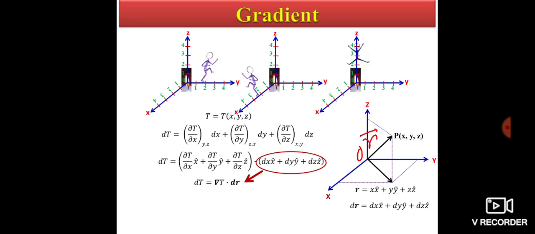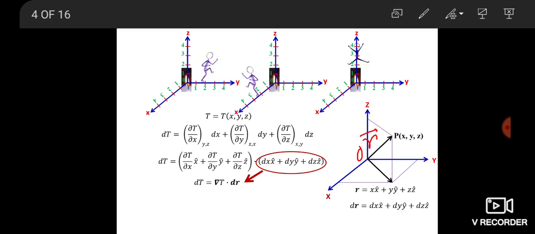Then dr is equal to dx x cap plus dy y cap plus dz z cap. What is dr? Dr vector is the infinitesimal displacement along an arbitrary direction r. And what does this symbol mean? That is some symbol which is associated with the temperature. This is like the delta, but it is not the delta.